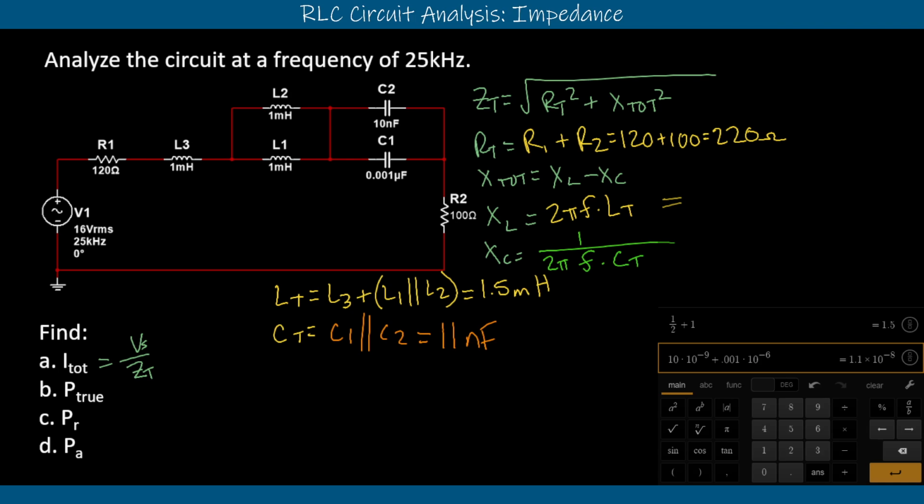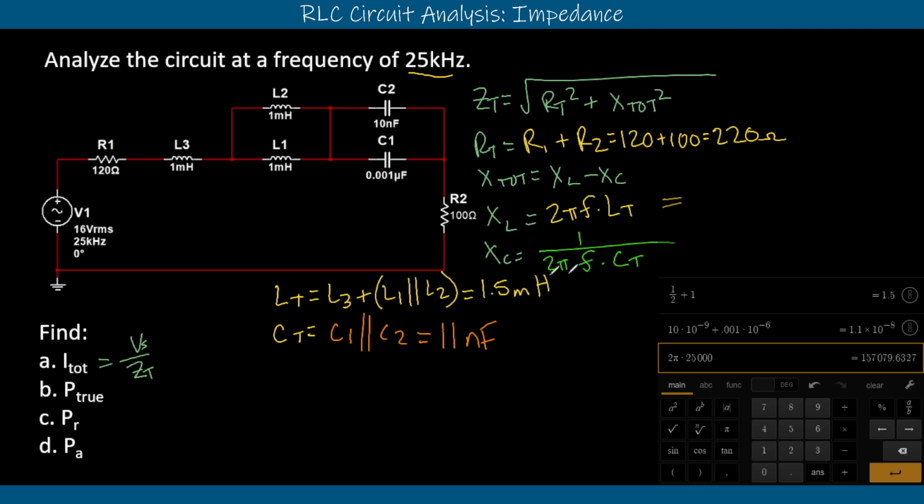Let's start with our LT there. We'll say that we have 2 pi, that's a rotation around that circle. So 2 pi multiplied by our frequency, that's the speed around that circle. We know that's 25,000, right? That was given at the top beginning. And then we'll multiply by the inductor that we got.